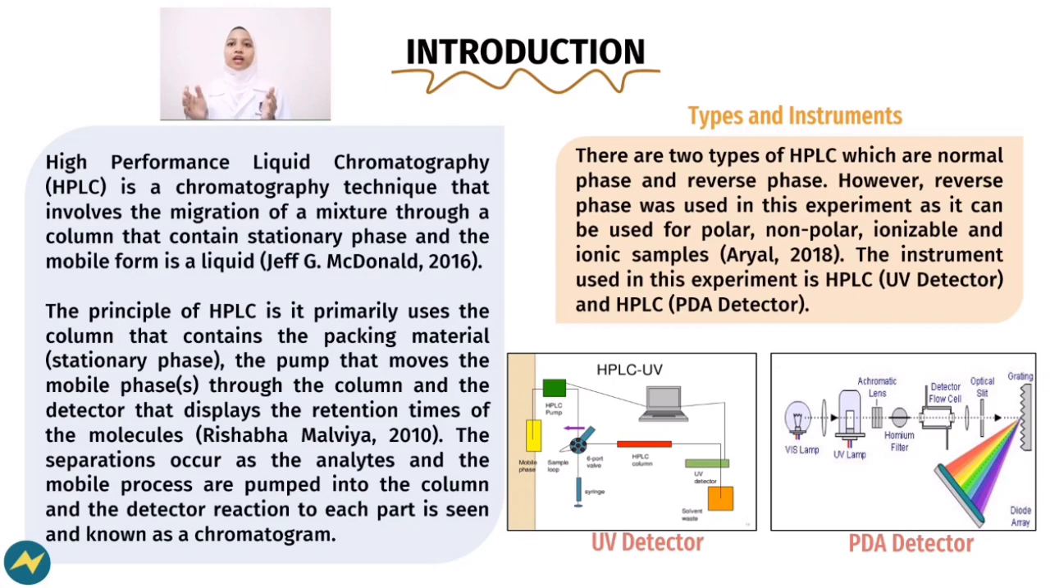The separations occur as the analytes and the mobile phase are pumped into the column, and the detector's response to each part is seen and known as a chromatogram. There are two types of HPLC, which are normal phase and reverse phase. However, reverse phase was used in this experiment as it can be used for polar, non-polar, ionizable and ionic samples. The instruments used in this experiment are the HPLC ultraviolet detector and the HPLC photodiode array detector.